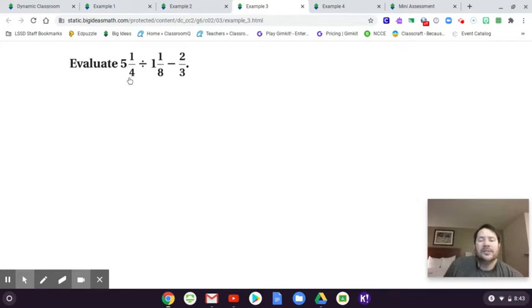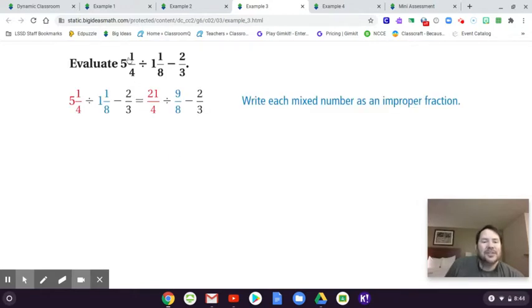So first, turn 5 and 1/4 into an improper fraction. Correct, it is 21/4. And then turn 1 and 1/8 into an improper fraction. Yes, it is 9/8. All right, so we turn this into 21/4, we turn this into 9/8, and we still have the minus 2/3 at the end.